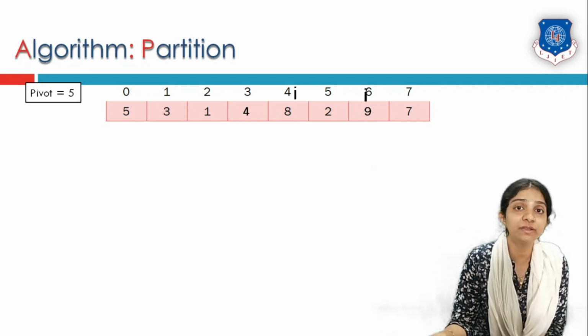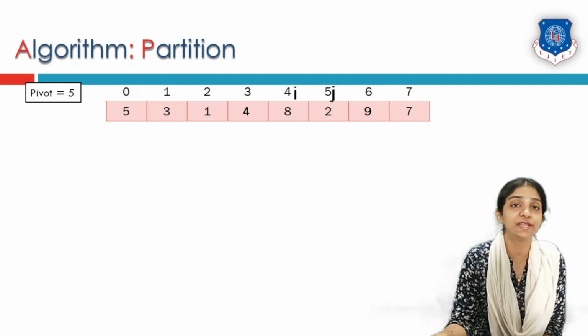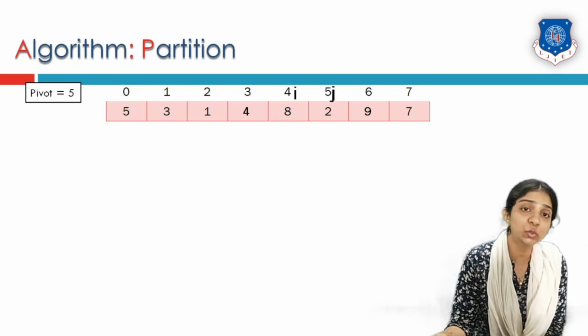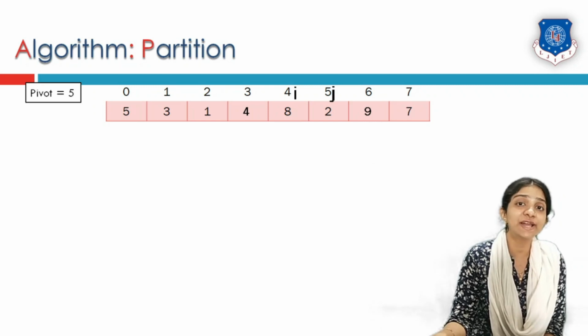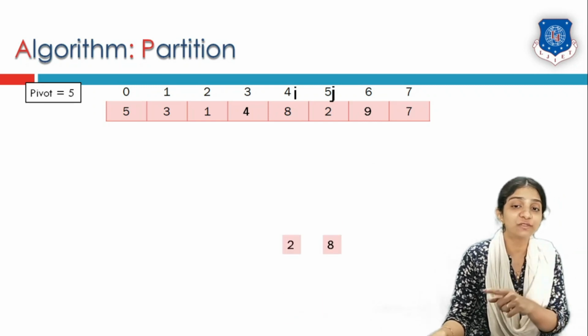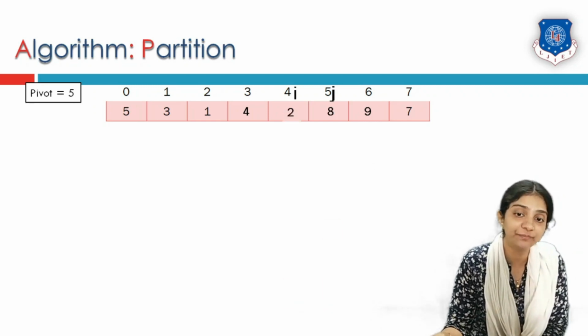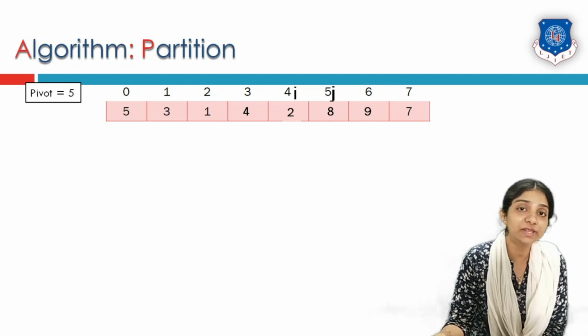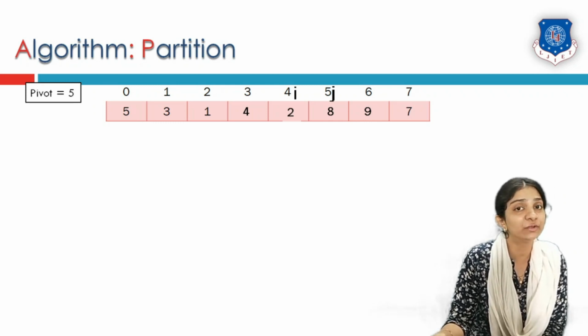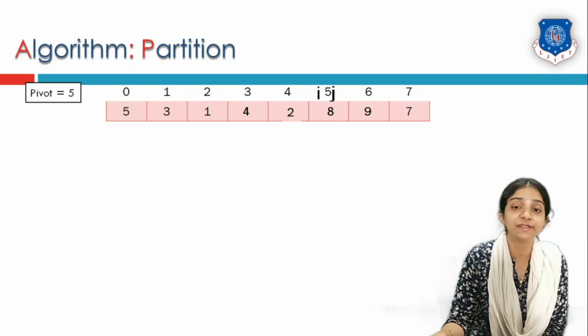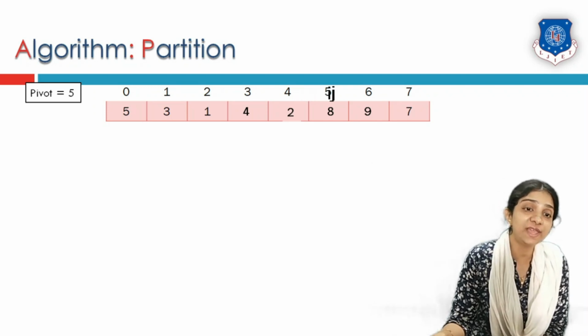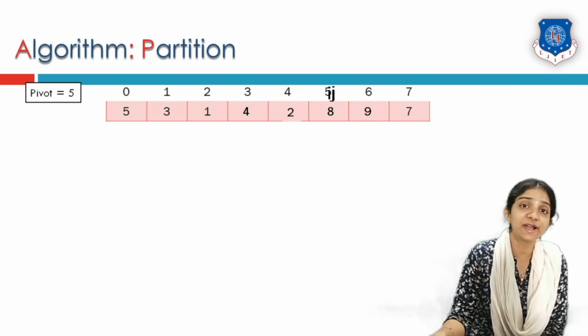9, is it greater than or equal to 5? Yes, then j is decremented. Is 2 greater than or equal to 5? No, then we should swap i and j. Again, start working with i. Is 2 lesser than or equal to 5? Yes, then i is incremented. Is 8 lesser than or equal to 5?